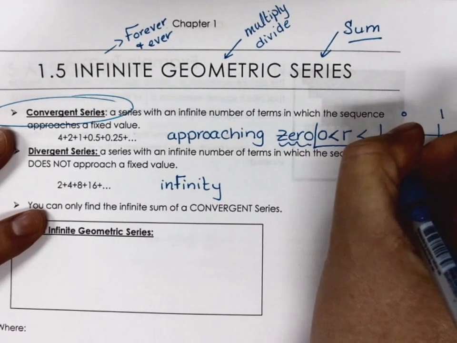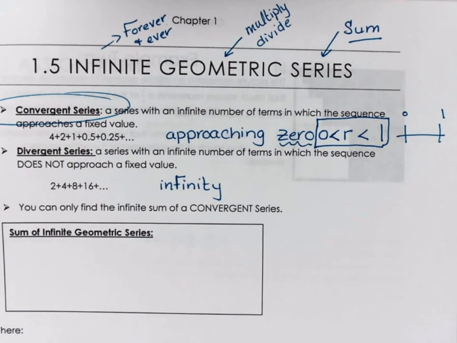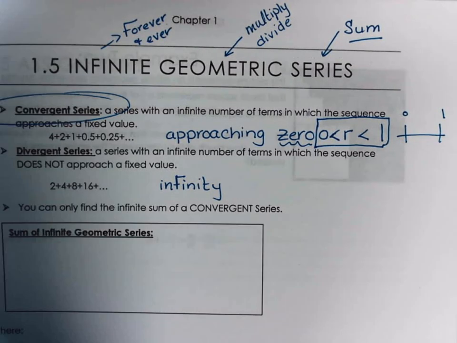So that's the restriction on convergent series. If you have an R greater than 1, then your numbers are going to get bigger in size. They're going to be headed towards infinity. They're going to be headed towards positive infinity or negative infinity. And we don't want that. We want them headed towards 0. Okay, that's a lot of words.